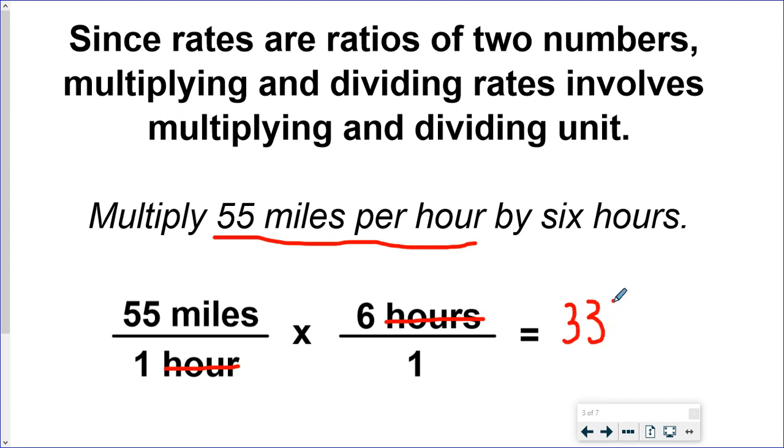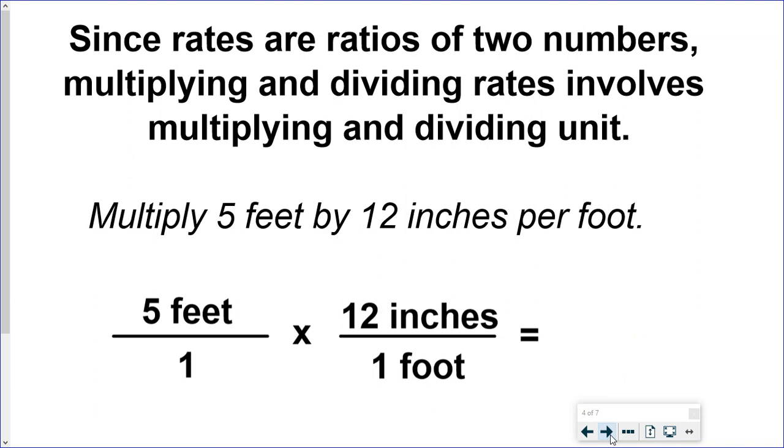So I put 330 and then 330 what? What's my label? Since the word miles is left over, I'm going to put miles down as my answer, and that is going to be the answer. So if I'm going 55 miles per hour, and now we're to sustain that over 6 hours, I'm going to travel a total distance of 330 miles.